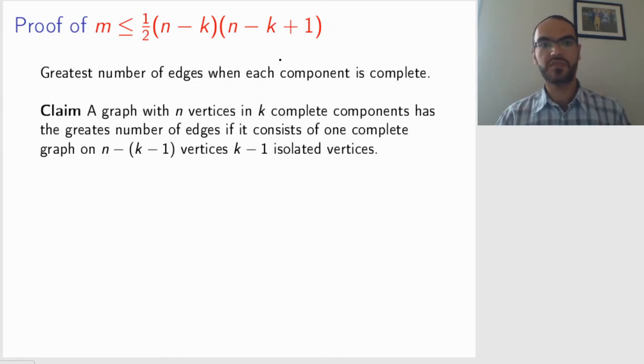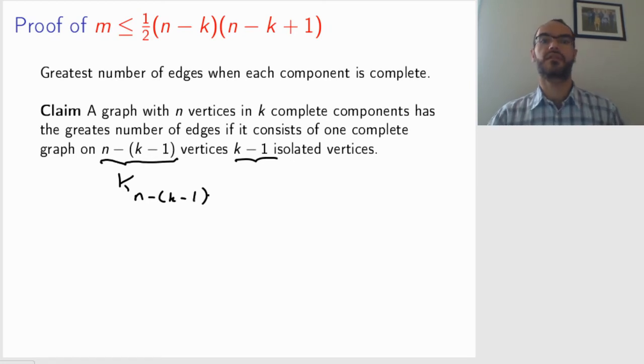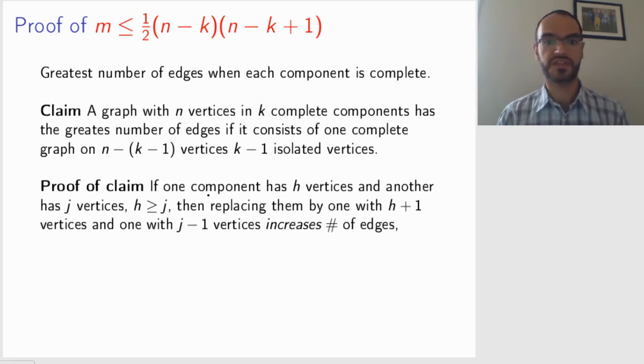So since you want the number of components to be k, and you want k minus 1 isolated vertices, the remaining vertices will have to sit in one complete graph with n minus k minus 1 vertices. Okay? Let's prove this claim.